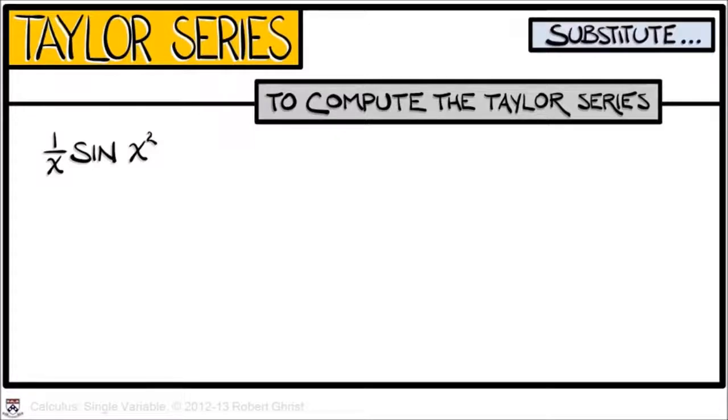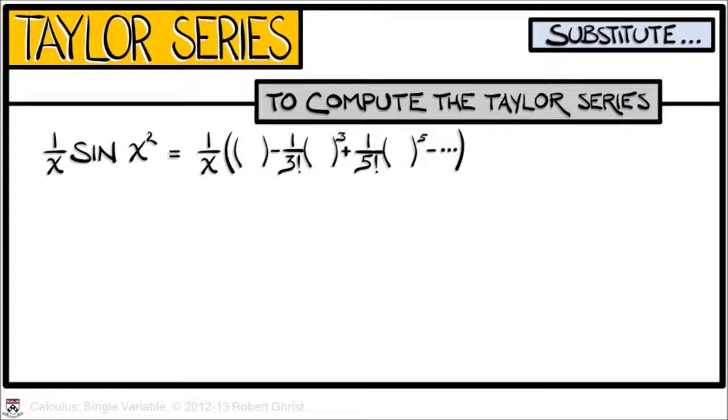Consider the function 1 over x times sine of x squared. Computing the Taylor series for this might be a lot of work. Having to differentiate this is not entirely trivial. However, we do know what sine of x is in terms of its Taylor series. Sine of x is x minus x cubed over 3 factorial plus x to the 5th over 5 factorial, etc.